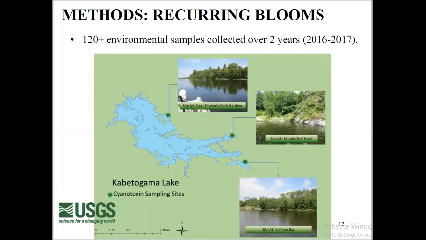So for this study, we wanted to develop a cyanotoxin mixture model. And to do this, we collected 123 environmental samples plus many more quality assurance samples over 2 years. We collected from the beginning of the season, so as soon as ice was out in the spring, all the way through mid-September, even if there were no blooms present. And we selected three locations. And these three locations were selected for two main reasons. First, because they're popular recreational areas. And second, they have recurring blooms. Blooms typically occur year after year. Okay, can we go to the next slide, please?